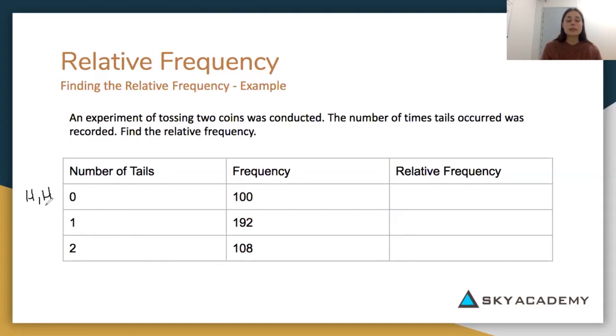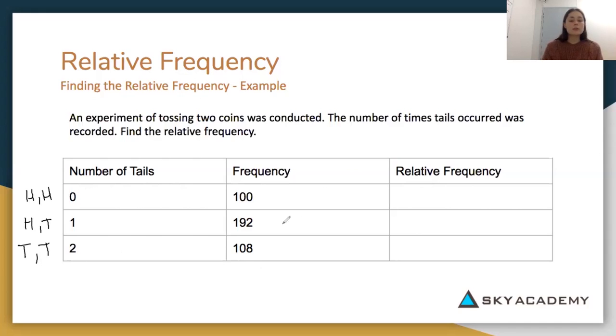Then the second option here is that when we toss the 2 coins, one coin had the face of heads and the other coin had the face of tails. So we got tails once. And lastly, when we flip the 2 coins, we got tails on both of the coins. So based off this information, we have to find the relative frequency for when there was no tails, when there was 1 tail, and when there were 2 tails appearing on the coins. So we need to fill in these 3 boxes here.